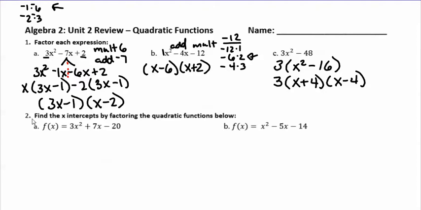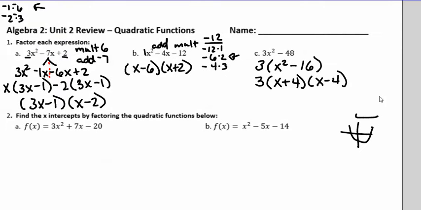Okay, in problem 2, to find the x-intercepts, and the hint here is by factoring, we need to think about our x-intercepts. When we have x-intercepts, the y value of those points is 0. So to find x-intercepts, you want to set your equation equal to 0.